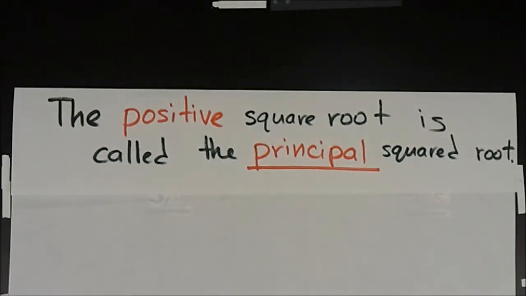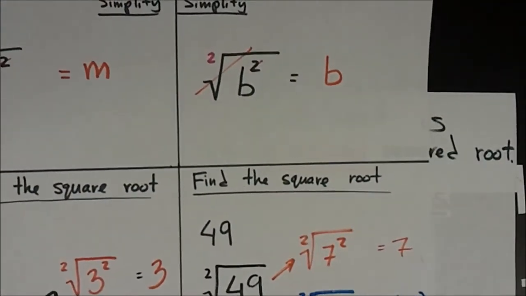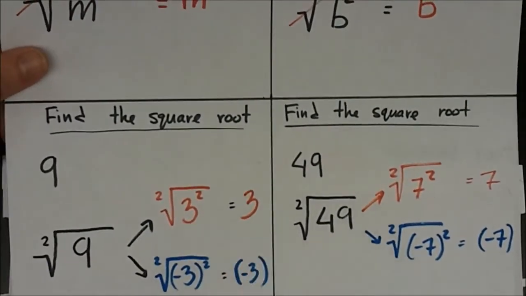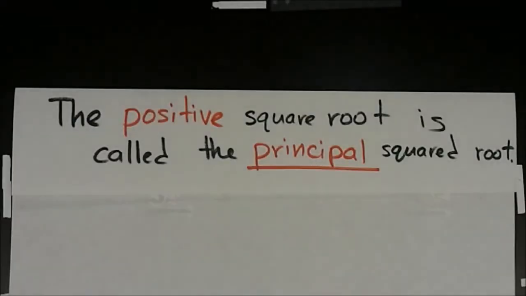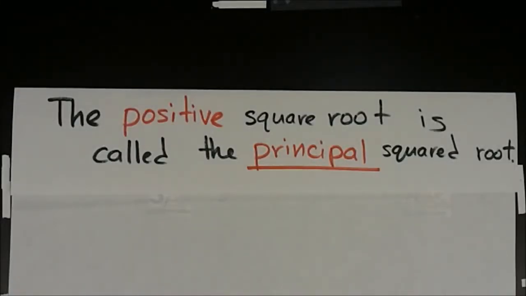In math, the positive square root, because remember you can have either a negative or a positive answer to any radical problem. So here you had a positive and a negative answer. Here you had a positive and negative answer. So in math, the positive square root, the one that I keep writing in red, is known as the principal square root, or the main square root.